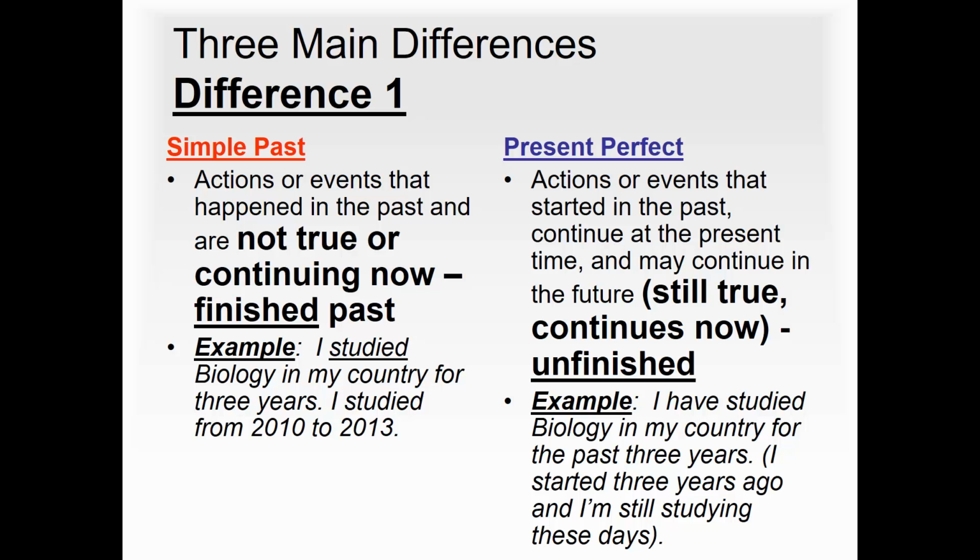Present perfect is for actions or events that started in the past, continue at the present time, and may continue in the future. They are still true and continue now. They are unfinished. For example, I have studied biology in my country for the past 3 years. I started 3 years ago and I'm still studying these days.